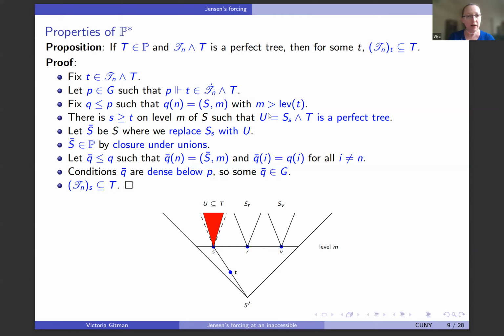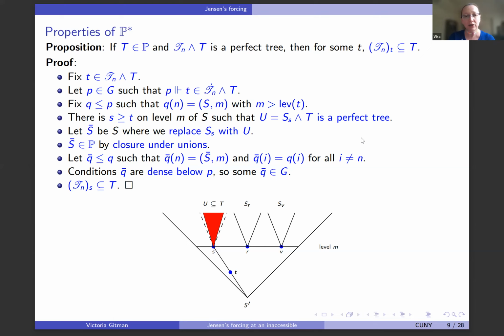Okay, this should not say S prime, sorry, this should be S bar. I kept changing the notation and I messed that up. So S bar is the tree where I start with S. I keep everything the same, but on this one chosen node above T, I'm going to thin out to U. I will ensure that the tree above here is going to be contained in T. And of course, if such a condition is in the generic, it will ensure that the generic tree will be contained in T as well, which was the desired result.